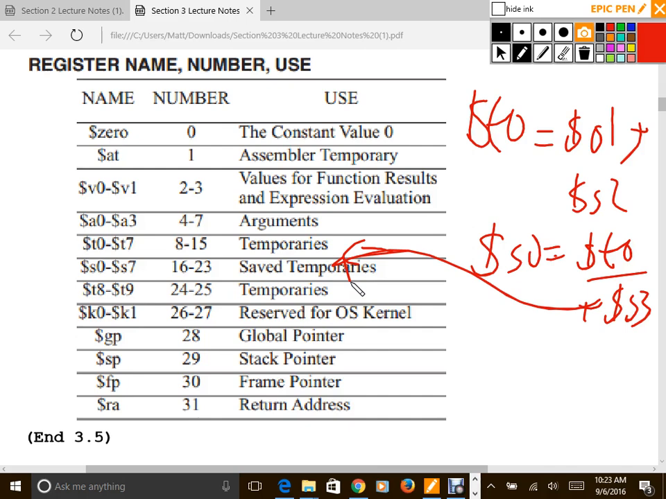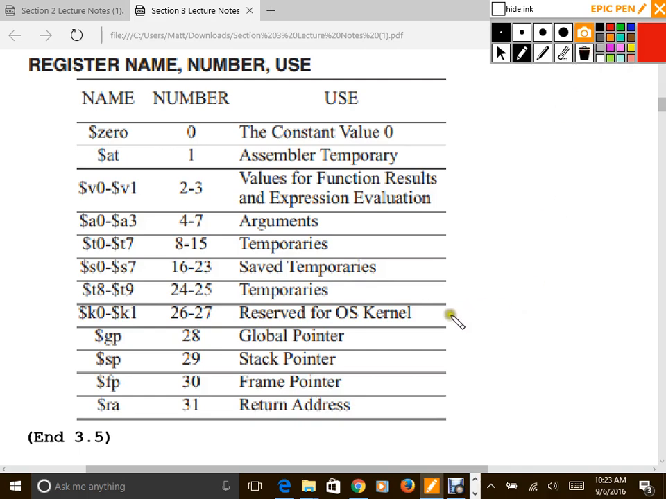Okay, so we're at register 20. And then in later sections, when we get to multiprocessing, this K0 and K1, registers 26 and 27, are reserved for the operating system's kernel. This is what we're going to be dealing with when we deal with exceptions and overflow.